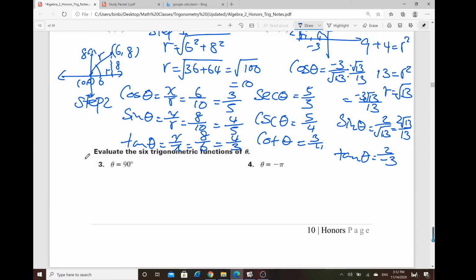Now, what about something like this? So let's say that we do have theta at 90 degrees, and theta is -pi. So how do we get those ratios? For those, you might be wondering. Okay, so again, we do have a circle. So let's say that the circle here, well, we got 0, 90 degrees, here's 180, and down here's 270.